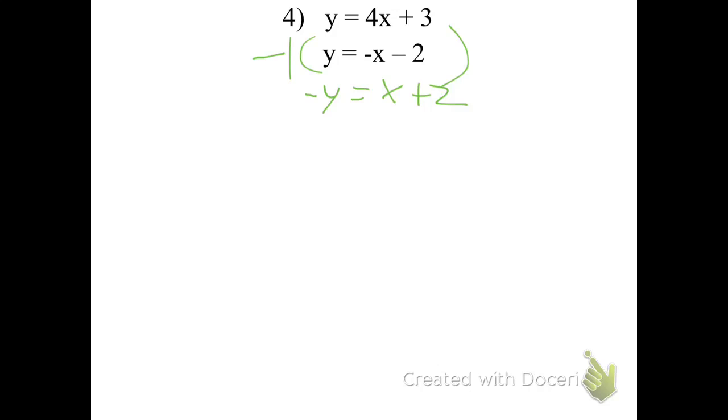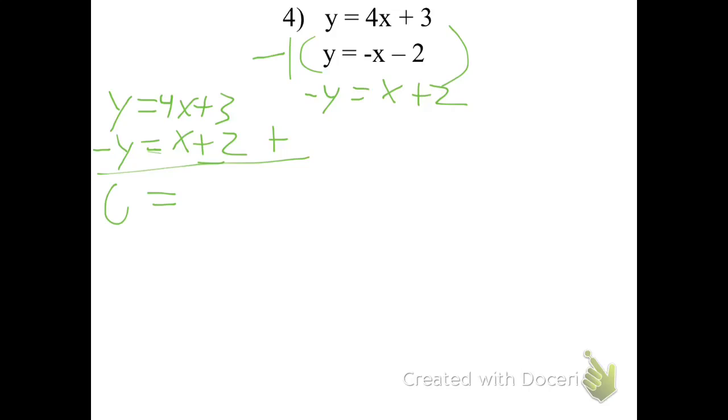Okay, so let's rewrite these equations real quick. You get y equals 4x plus 3, and we're going to put down the changed equation. And now we have it at this point. You're going to add them together. The y's cancel out. Remember, if you have nothing on the other side of equals, it's a 0. So the y's disappear. 4x plus x gets you 5x. 3 plus 2 is 5. And now we're at this point.